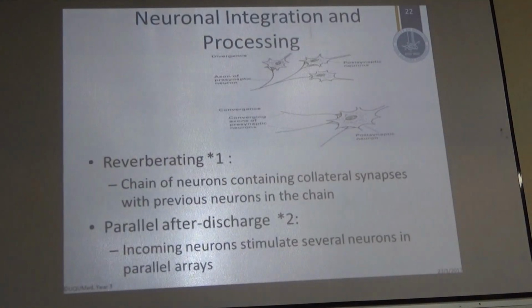But now see, it's very technical. Now see here, reverberating chain of neurons containing collateral synapses with previous neurons in the chain. You understand? The initial affects the later in the chain, series, chain, and they affect the original. This is very difficult. And the second is parallel after discharge. Incoming neurons stimulate several neurons in parallel. I mean, if this activity happens in parallel. Now you have it in detail, so you can understand this.